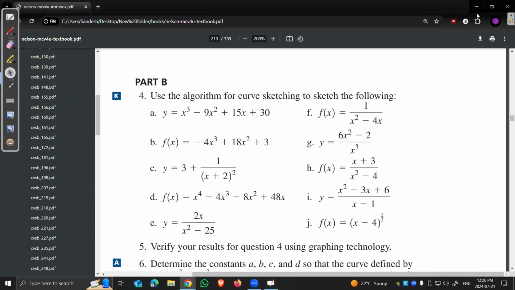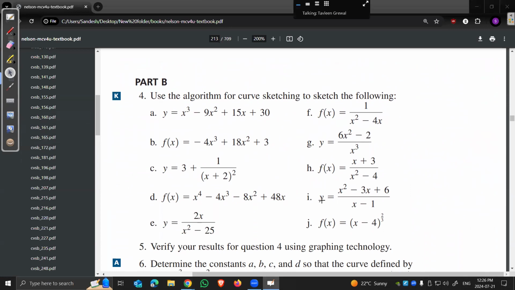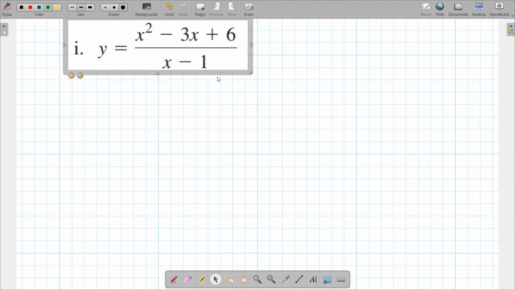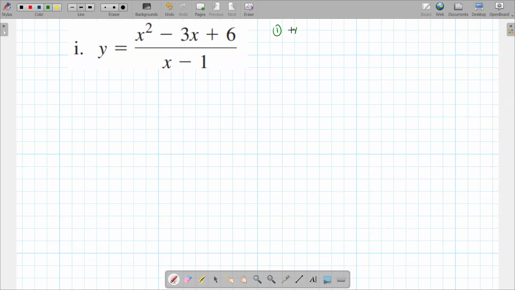Let's do one more. Which one seems really nice? Let me think. Let's do this one, because why not? All right, we'll start up here. How do we find the x-intercept? You set y to 0. All right, y is 0.